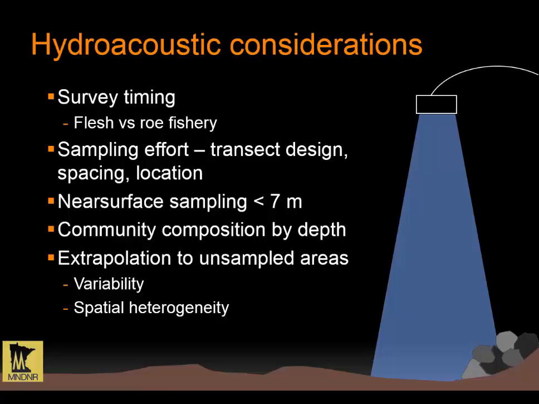And finally, this idea of extrapolating to unsampled areas. So when quotas are set, we're trying to get a population estimate across all the waters in Minnesota, but that means that we have to extrapolate from areas that we sample to areas that we don't. And to do that very well, we need to have a better handle on variability.